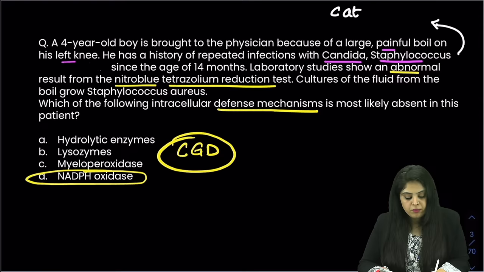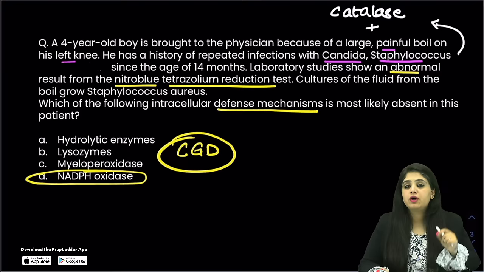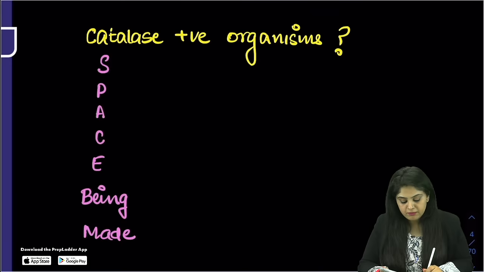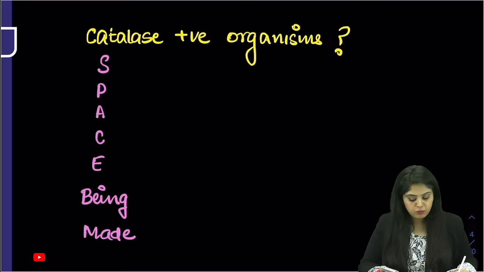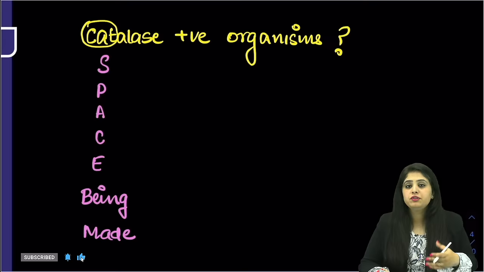So first, we are jumping onto a little bit of microbiology, and all of you are going to tell me what are all the catalase positive organisms, because it's going to be an integrated session, so we should quickly revise them. I hope you remember the mnemonic for catalase: cats. Cats always keep running around, you need a lot of space for them. So when we are talking about cats, we say space being made.